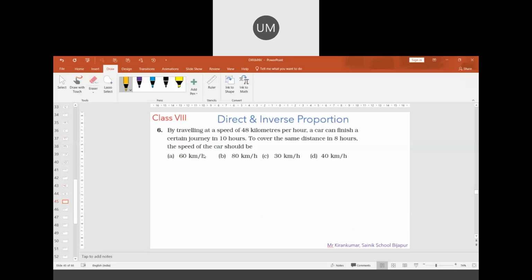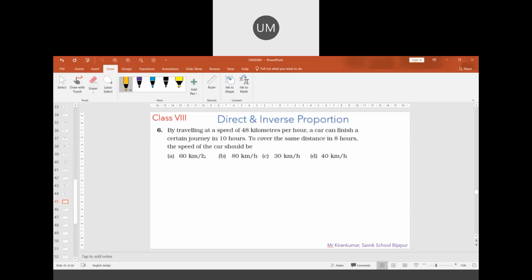Right. Question 6 now. By traveling at a speed of 48 km per hour, a car can finish a certain journey in 10 hours. To cover the same distance in 8 hours, the speed of the car should be? Now, if you observe, the time is decreased. So what should the speed be? Speed has inverse proportion to time. Inverse proportion. Very good. Speed has to increase now.